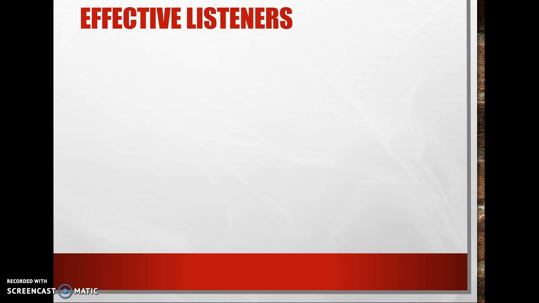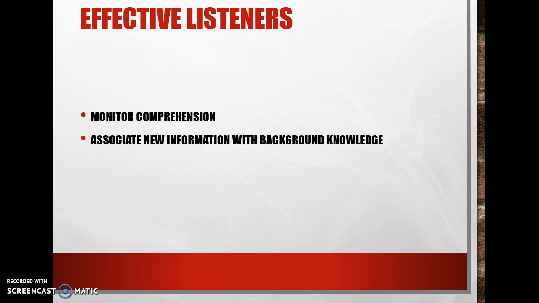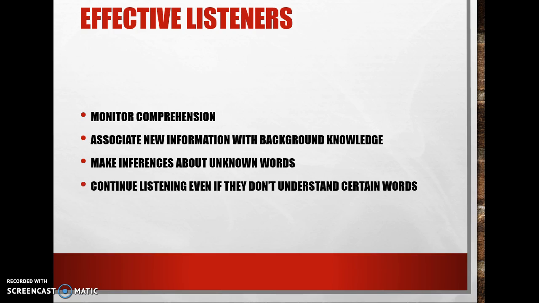So, what makes up effective listeners? They should be able to monitor their comprehension. They should be able to associate the new information with their background knowledge. They should make inferences about unknown words. That is, they can use the context clues to help them guess what those words might mean. They can continue listening even if they don't understand certain words. And hopefully the more that they hear, then they would be able to make inferences about the situation.